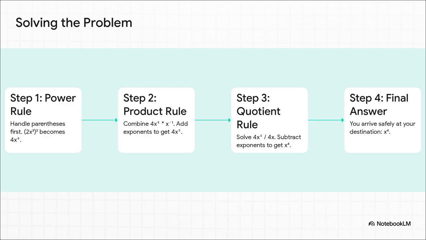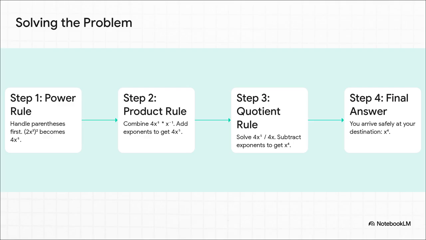Easy. Now, step 2, we've got multiplication happening, so that's our cue for the product rule. We combine x to the 6th with x to the negative 1. We just add those exponents. 6 plus negative 1 gives us 5. So now we have 4x to the 5th.